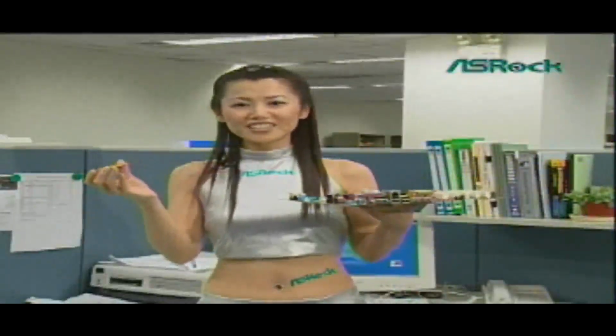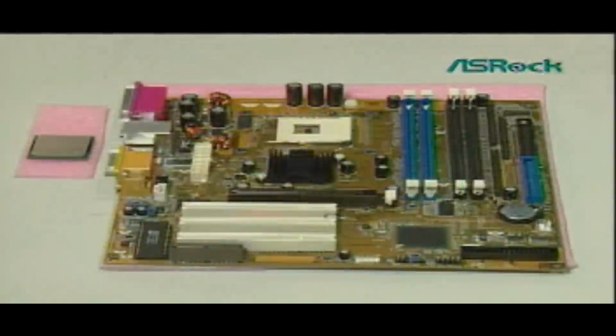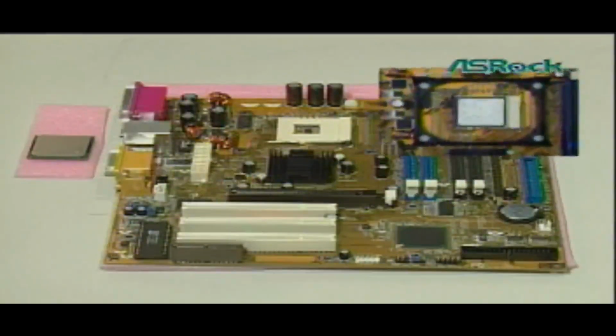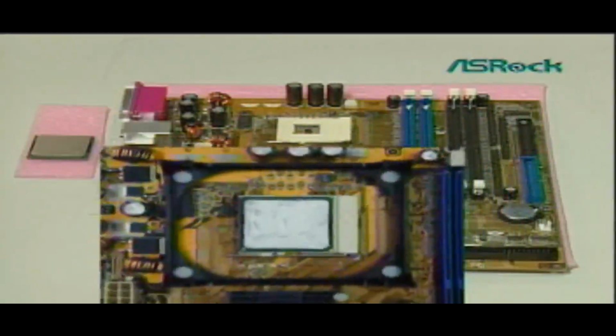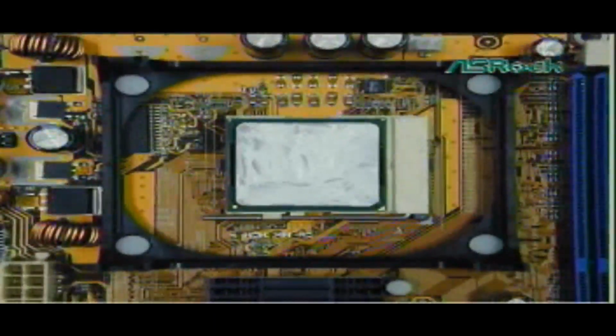Now, we are going to install the CPU onto the motherboard. Before you install the CPU, please remember to prepare some thermal grease. Thermal grease can improve heat transfer, and it's spread between the CPU and heatsink. If there is no thermal grease used, the CPU may be damaged due to overheat.